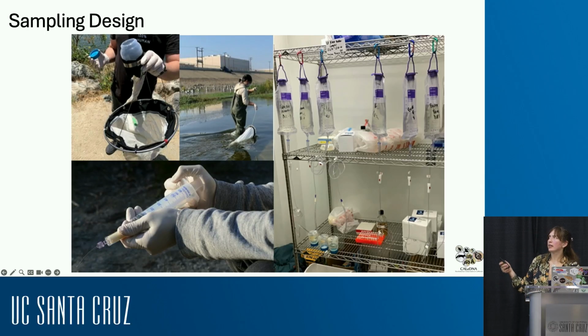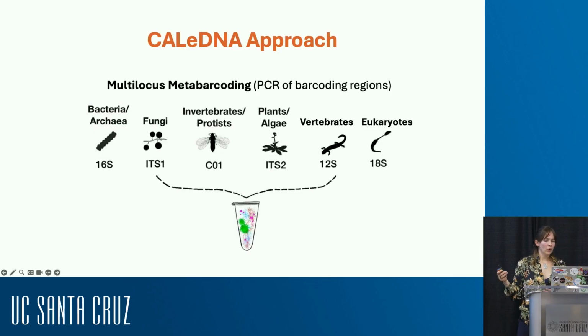But our sampling design is collect some water, put it on a filter, extract DNA, or collect some soil, and then from a 1/4 gram, just a little bit of soil, we're going to extract DNA. And then we do lots of PCR. So we really try to get everything across the tree of life besides viruses. Unless someone really wants to know about the viruses, then we'll talk about that.